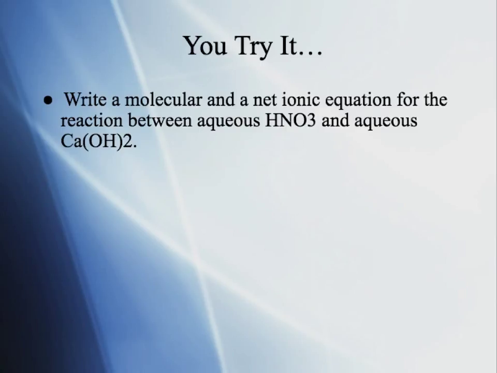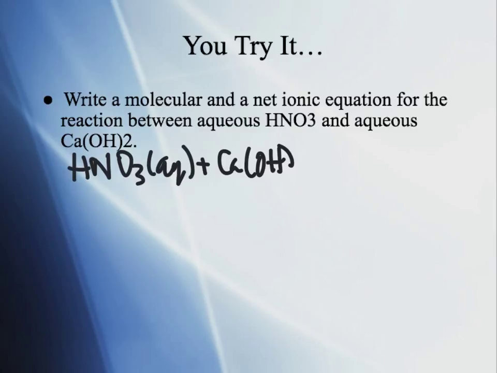So you try it. Write the molecular and net ionic equation for the reaction between aqueous nitric acid and aqueous calcium hydroxide. Take a minute to pause the video, discuss with your peeps, and then come back to see if you are right. All right, so the molecular equation is just our chemical formulas. So we're going to start off with what we're given, HNO3, aqueous, plus Ca(OH)2, which is also aqueous.